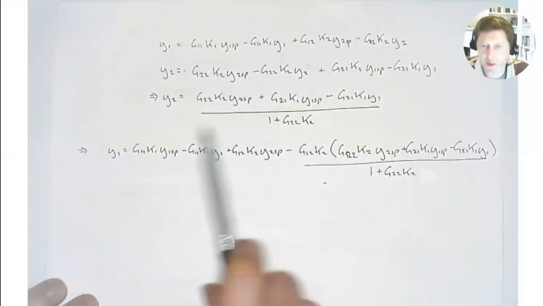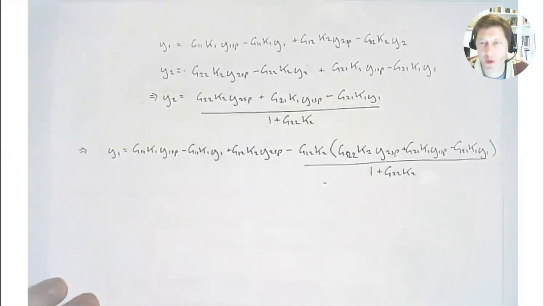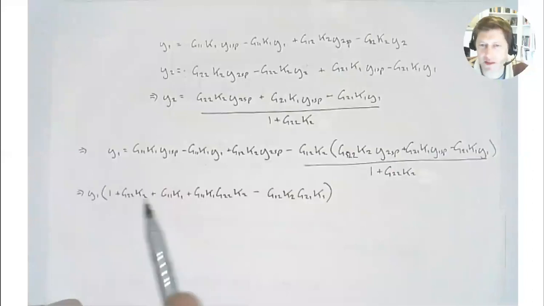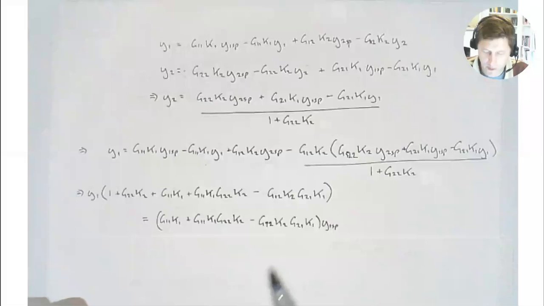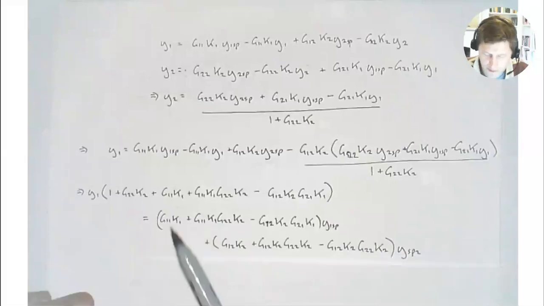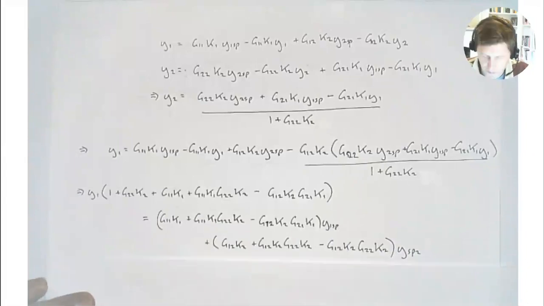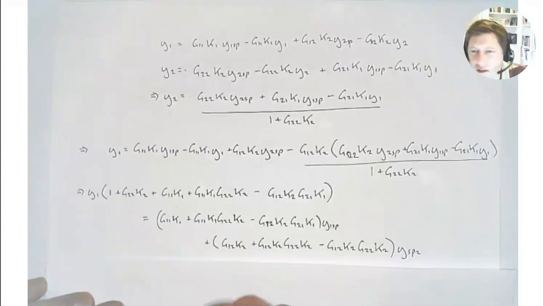So again, we need to rearrange this. We need to group up the y1s. So we can do that. So we group up the y1s on the left-hand side, and we've got all of those terms. And then we sort out the right-hand side. We've got the y1 SPs grouped up and the y2 SPs grouped up. Okay, so that's starting to use up lots of ink.